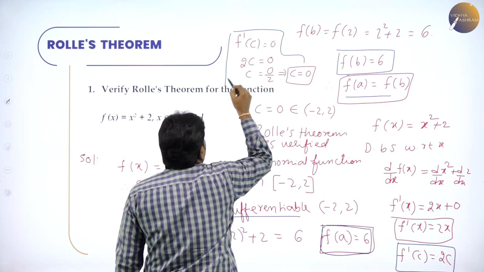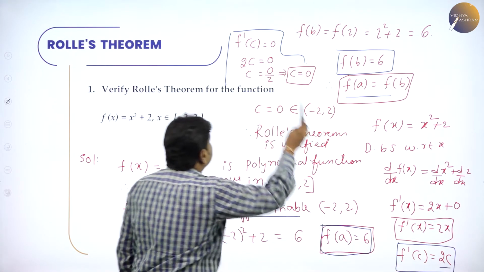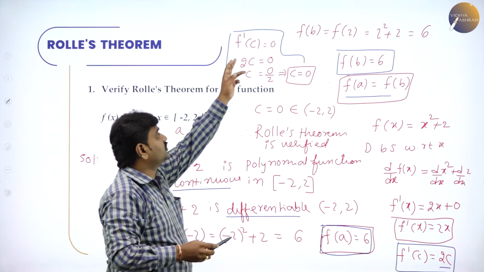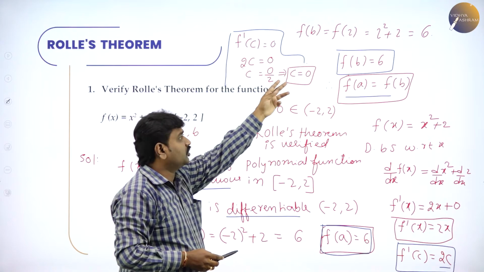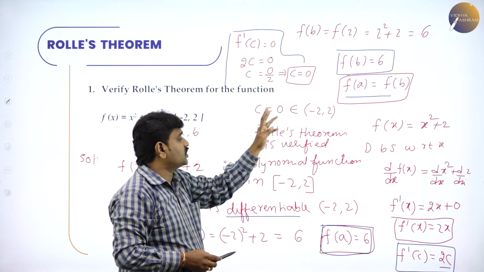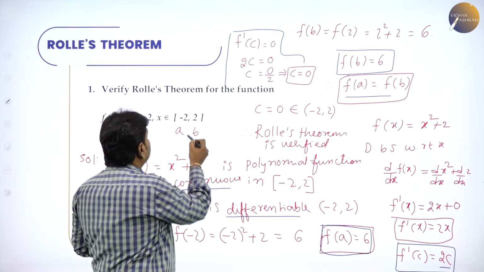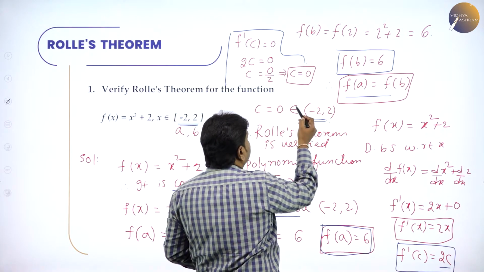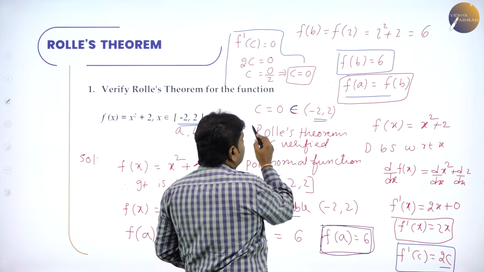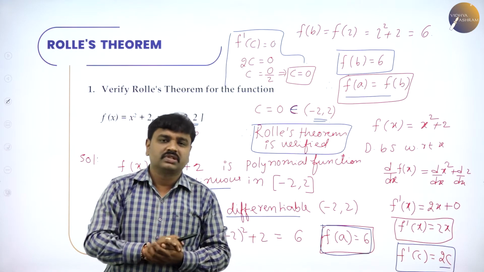So when you equate f dash c to 0, what is f dash c, my dear students? 2c. So in the place of f dash c, put 2c. So f dash c is 0 means 2c is 0, and transfer 2 to that side. C is 0 by 2. 0 by anything is 0. C is equal to 0, and c is in the interval. The c value, whatever you get, should be in the open interval. What did they give? Open interval minus 2 to 2. So c belongs to this. Therefore, the conclusion is Rolle's theorem is verified. I hope all of you understood this.